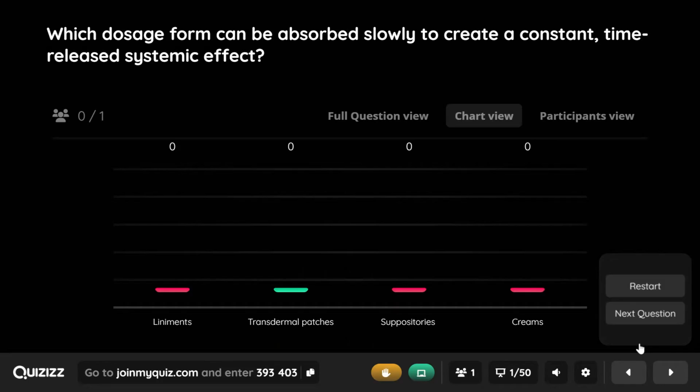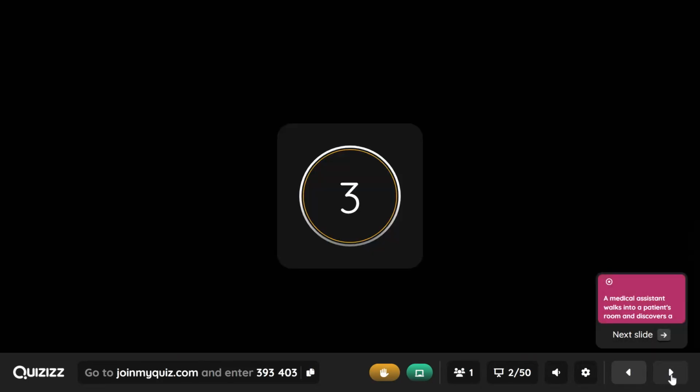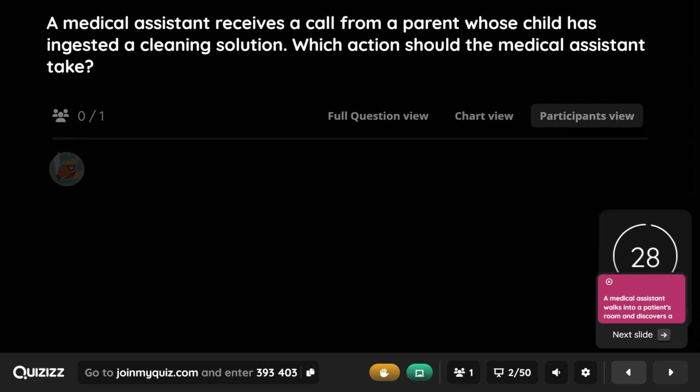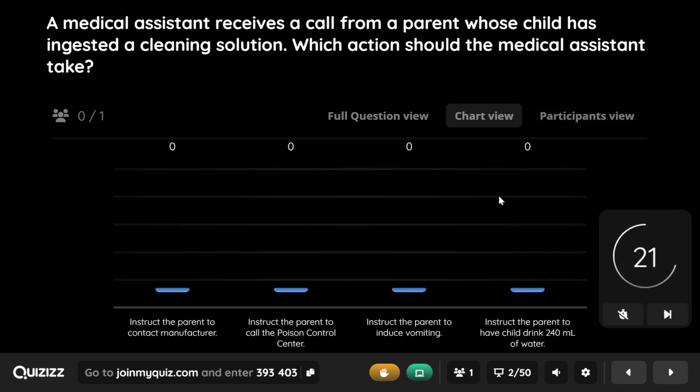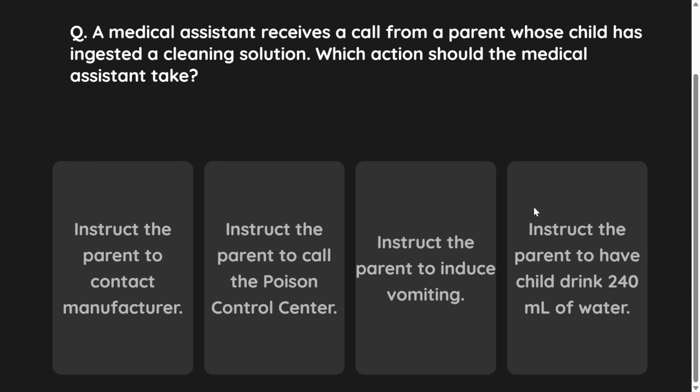All right, next question. A medical assistant receives a call from a parent whose child has ingested a cleaning solution. Which action should the medical assistant take? Would you instruct the parent to contact the manufacturer, instruct the parent to call the poison control center, instruct the parent to induce vomiting, or instruct the parent to have the child drink 240 milliliters of water? What is the best logical answer for this? They've ingested a cleaning solution.